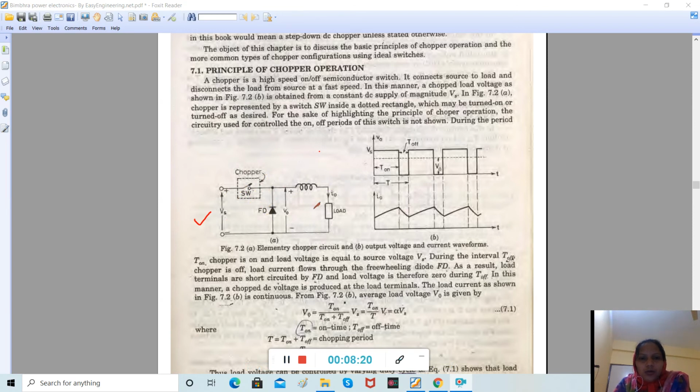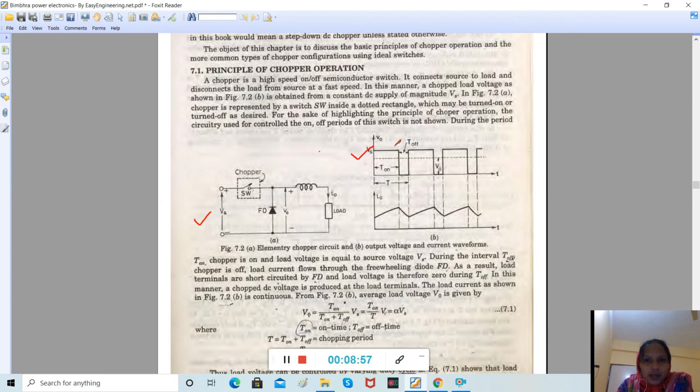This is the load. Here Vs represents the DC supply voltage, V0 represents the DC output voltage, and I0 is the load current. A chopper is a high speed on off semiconductor switch. It connects the source to the load and disconnects the load from the source at a fast speed. In this manner, a chopped load voltage is obtained from a constant DC supply of magnitude Vs.